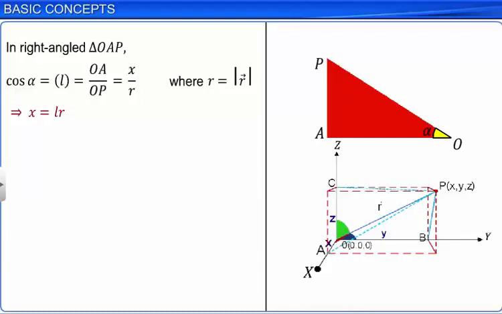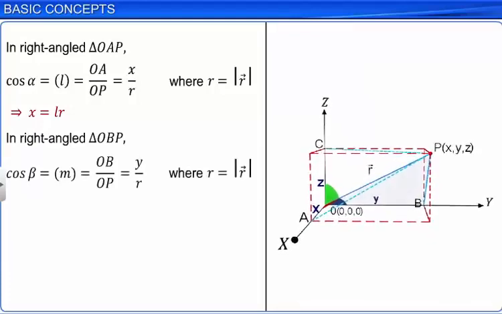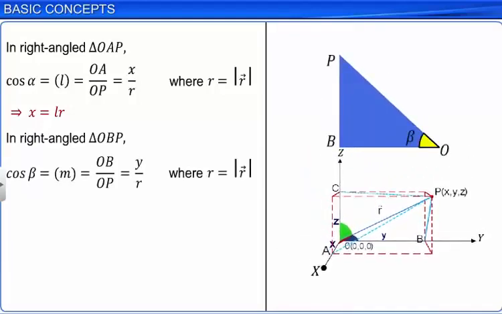In right-angled triangle OBP, cos beta or direction cosine m is equal to OB upon OP or y upon r, where r is the magnitude of position vector OP. This implies that the y-coordinate of point P is equal to the product of direction cosine m and r, which is the magnitude of position vector OP.